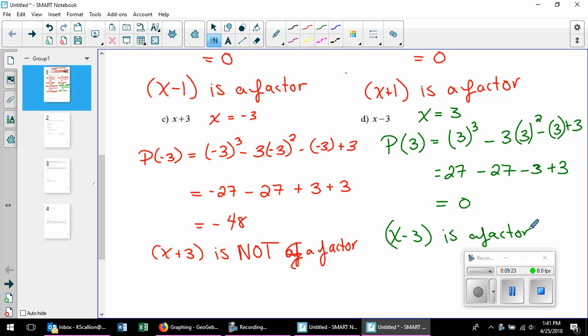But sometimes you're going to get doubles. Like you may have X minus 1 listed twice. You might have it listed 3 times. Does that make sense? So you try all the other ones and they don't work. That means this is multiplied by itself 3 times.